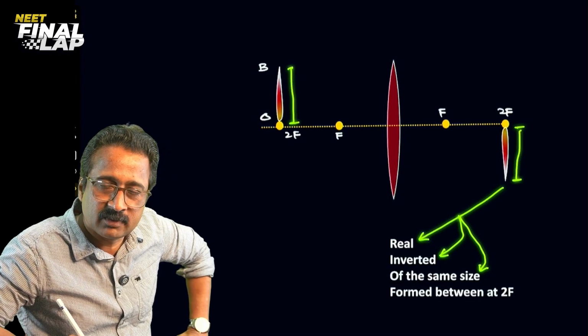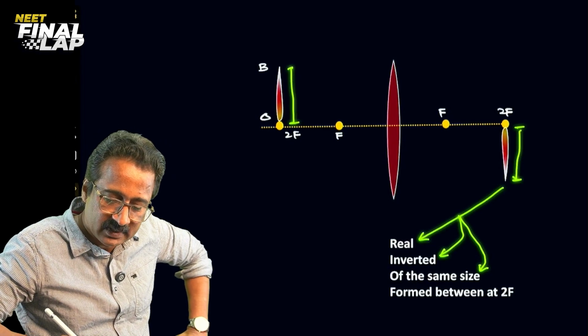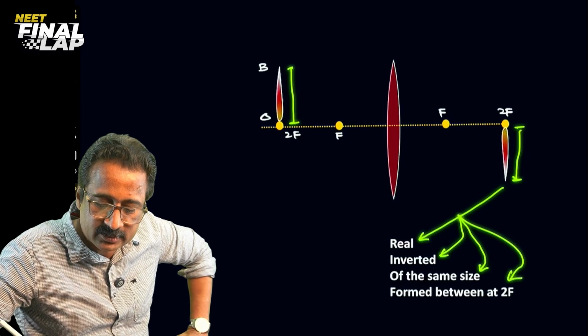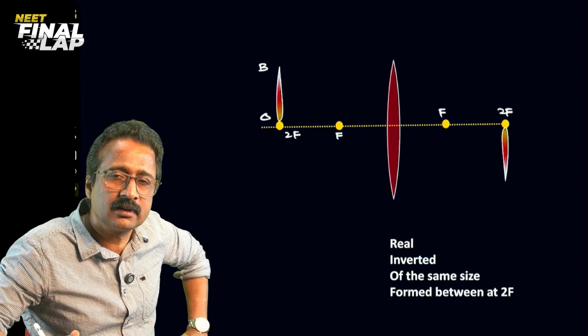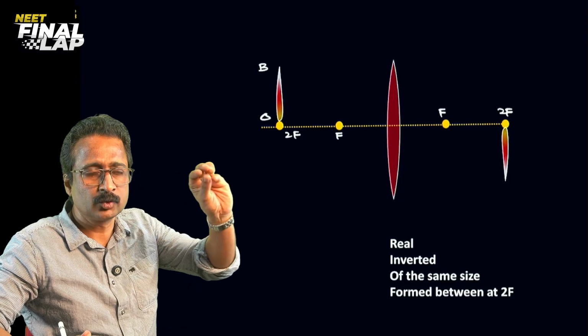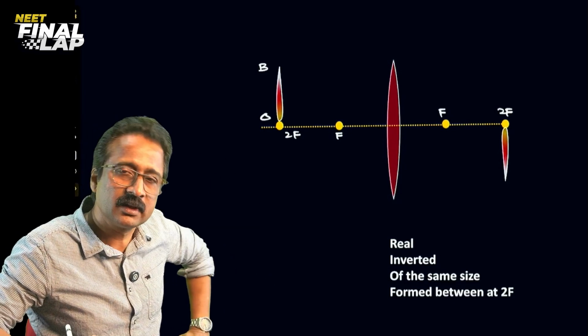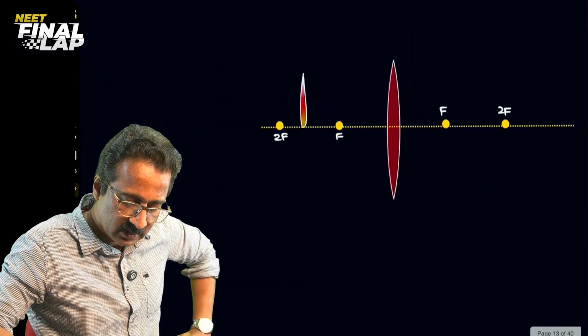It happens when you place the object exactly at 2F. And yes, the position is exactly at 2F. So this shouldn't be stated by drawing the ray diagram every time; you must be able to say roughly what kind of image forms for an object placed at a given distance from the lens. You must be able to guess it.